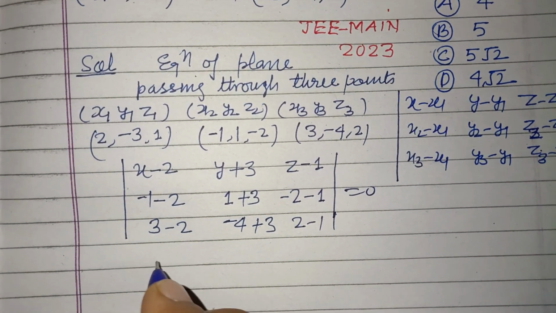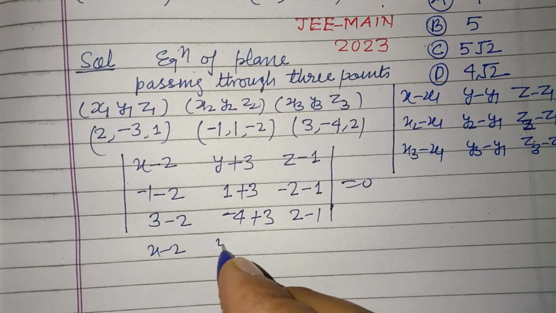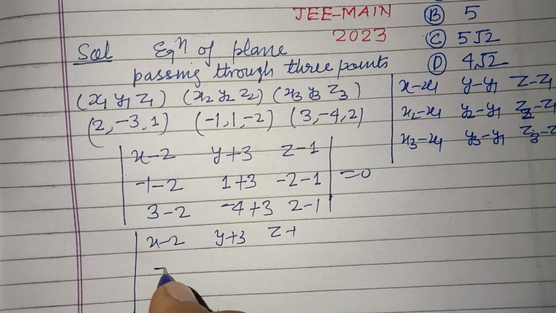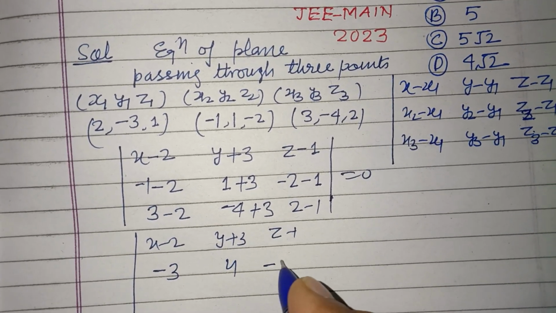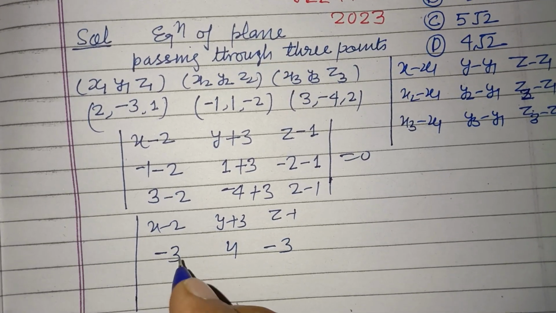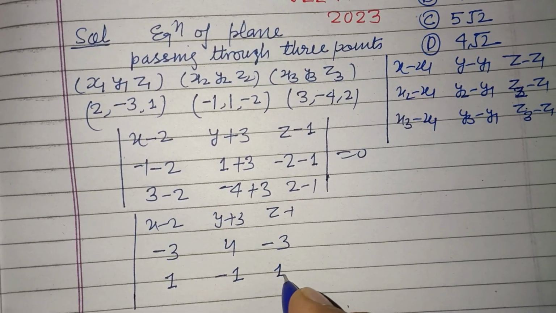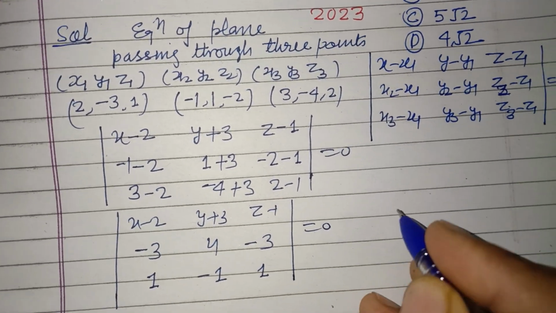Solving this: x minus 2, y plus 3, z minus 1; and this becomes minus 3, 4 minus 3, this becomes 1, this becomes minus 1, and this becomes 1, equal to 0.